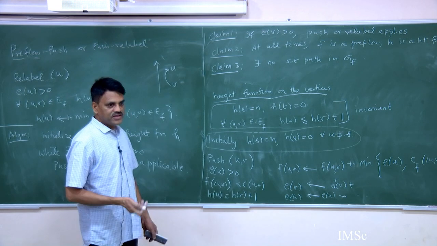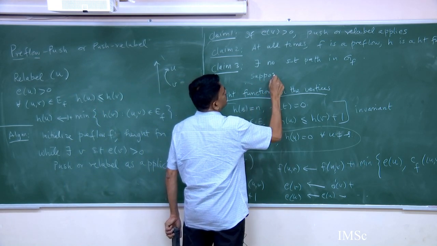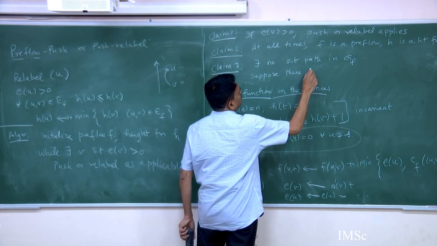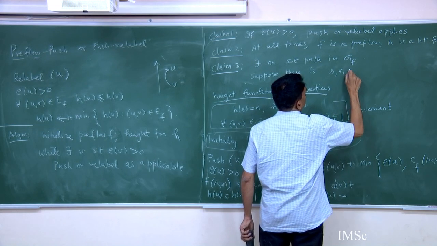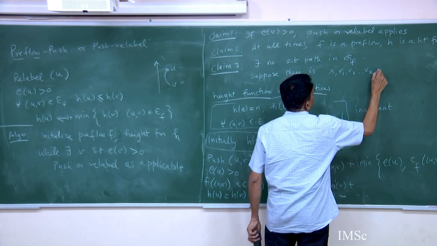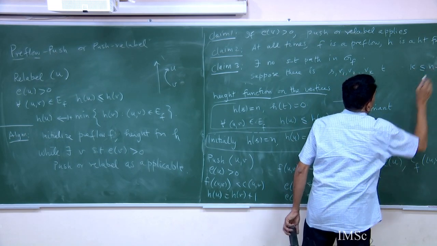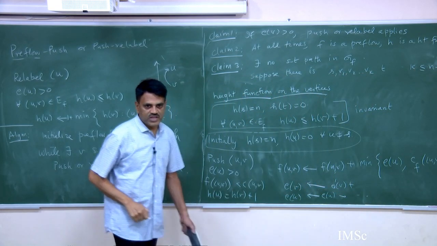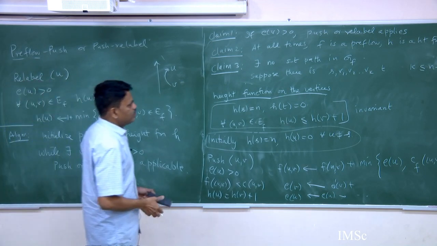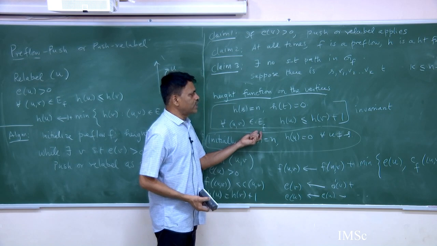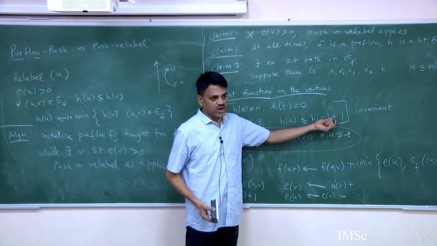Because suppose there is an s-t path, and suppose it is s, v1, v2, ..., vk, t, where k is less than or equal to n minus 2, because n is the number of vertices including s and t. Suppose there is such a path, but you know that for any edge in the residual network, h(u) is less than or equal to h(v) plus 1, right.